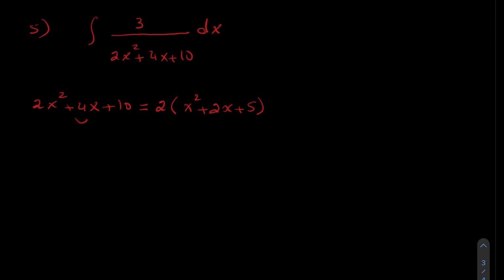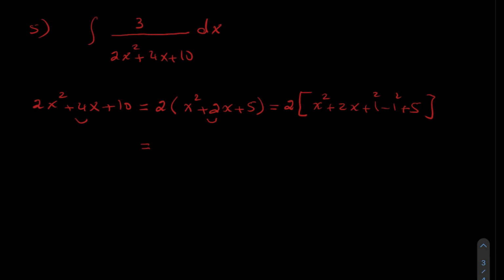As we did in the previous example, what did we do? We look at the number multiplied by x, we divide it by 2, we make it square, we add it, and we subtract it from this expression. It becomes equal to, we leave the 2, open bracket, and here we have x squared plus 2x plus 1 squared minus 1 squared, as if I did not do anything, and then we have plus 5, close the bracket, and now let's change it to be in the proper form.